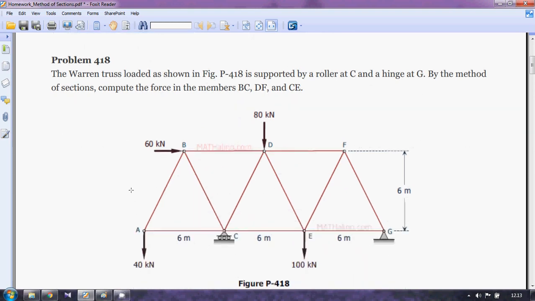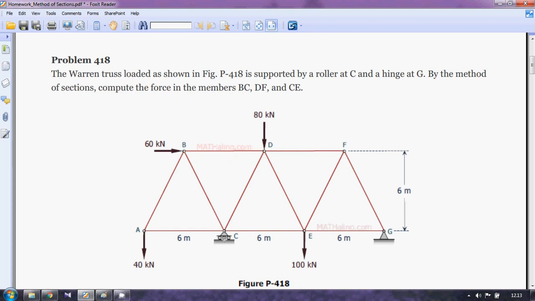Okay, perfect. So this truss is a Warren truss. If you look at the Podda bridge, you will see that they have used this type of truss, a combination of triangles. This type of truss is called a Warren truss. The Warren truss loaded as shown in the figure is supported by a roller support at C and a hinge at G. By the method of sections, you have to compute the forces in the member BC.